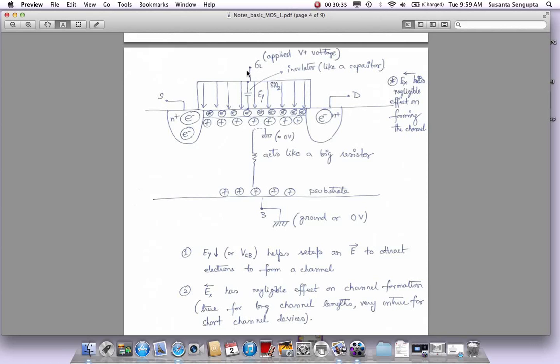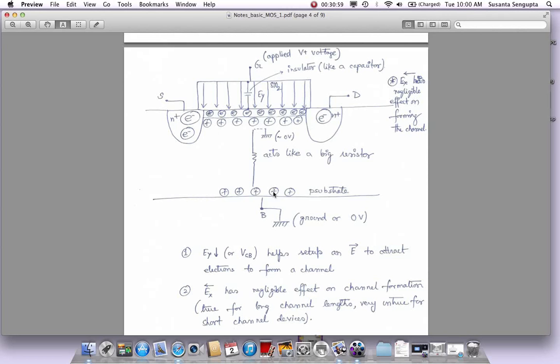Okay, let's not worry about the source and drain at this point. Let's not even worry about the EX electric field. Let's just look at what happens if I apply a voltage at the gate. Let's say my bulk or the substrate is grounded. What happens? Let's just look at that scenario only: a voltage at the gate with reference to bulk, which is grounded, neglecting source and drain.